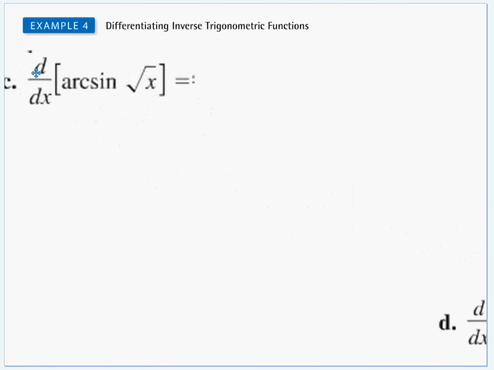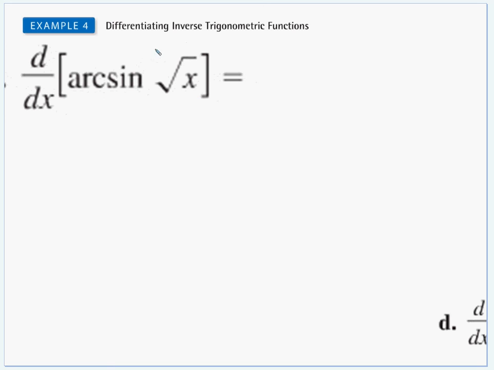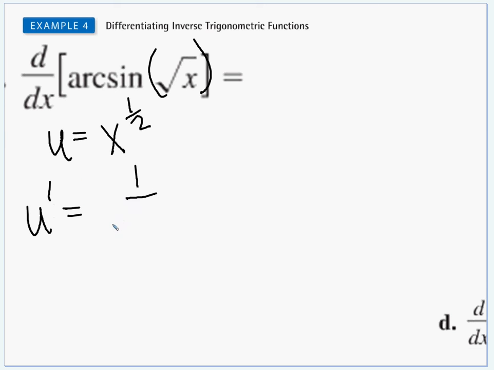Next up, letter C. Arc sine root x. So our u value is going to be the root of x, or I'm going to write that as x to the half. And if we derive that u prime, we'd bring the half down front, 1/2, and then it would be x to the negative half. So that's going to go back down in the denominator as x to the positive half.